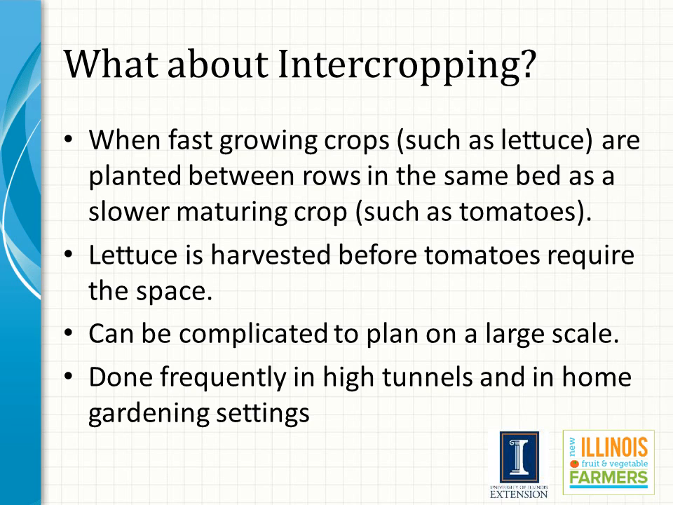You might be wondering, what's the difference between succession planting and intercropping? Intercropping is when a fast-growing crop, such as lettuce, is planted between rows in the same bed as a slower maturing crop, like tomatoes. The lettuce is harvested before tomato plants require the space to complete their maturation. This can be complicated to plan on a large scale. For the sake of this presentation, we will not discuss intercropping in detail. However, intercropping is frequently done in high tunnels and in home gardening settings.